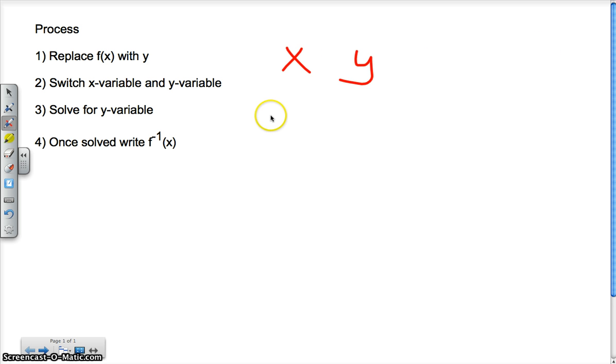So when you are asked to find the inverse of a function, say I'm given a function f of x equals 4 minus 3 over 2x. Okay, so I'm given this function f of x equals 4 minus 3 over 2x, and you're trying to find the inverse. Here's what you do. The process is right up here.